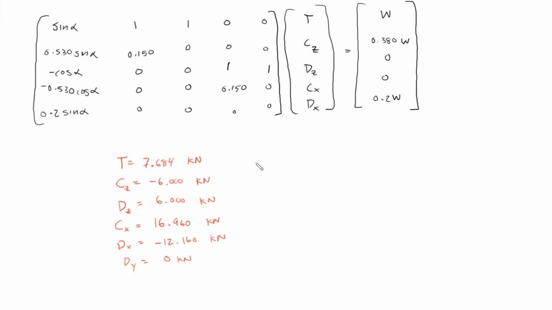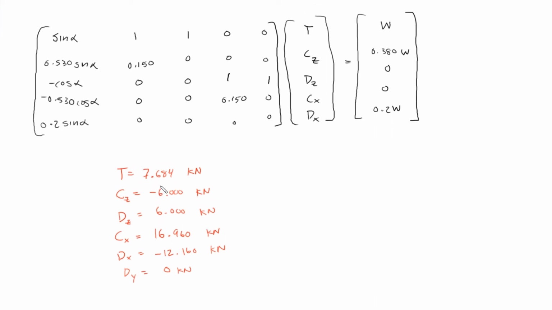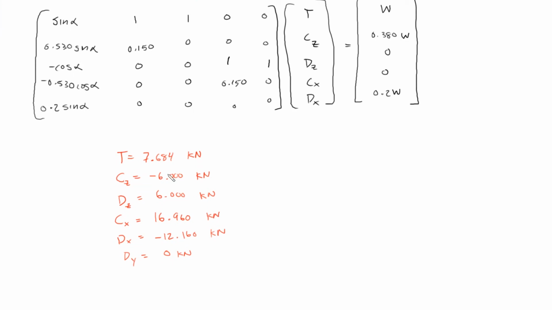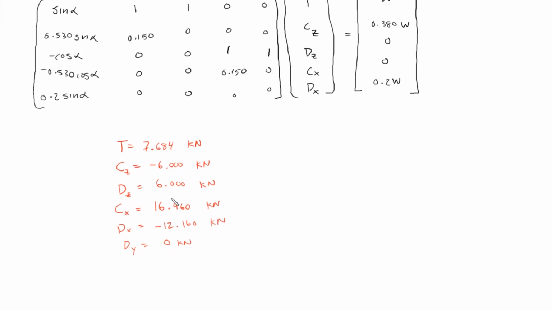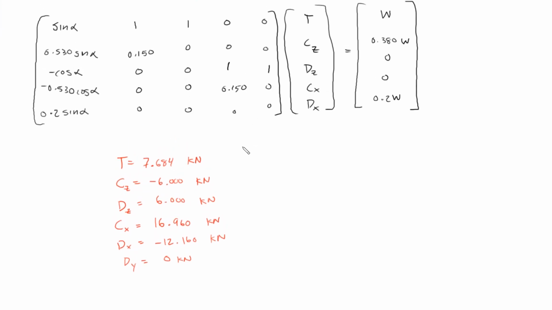After plugging in this matrix equation, I solved for the variables t, cz, dz, cx, dx, and dy, and these are the answers I get. You could write these in vector notation if you prefer. I'm just going to leave it like this because this problem is already cumbersome.